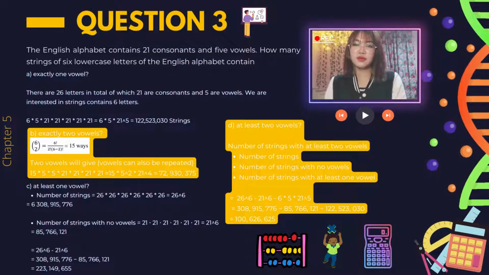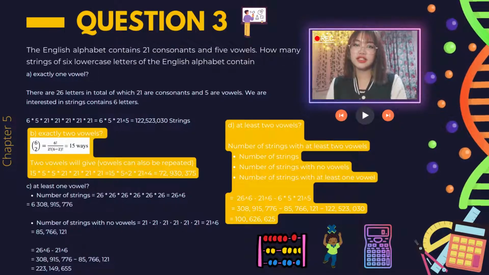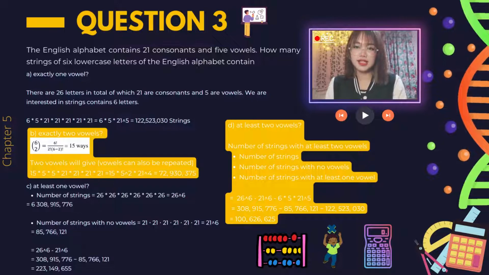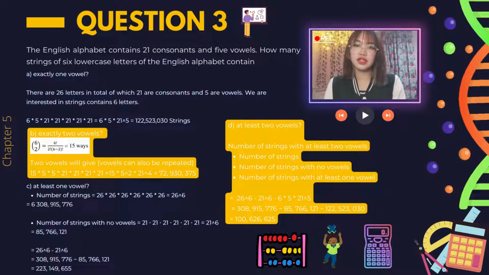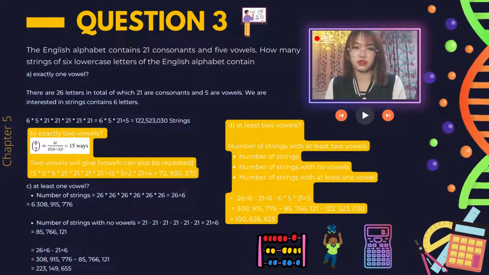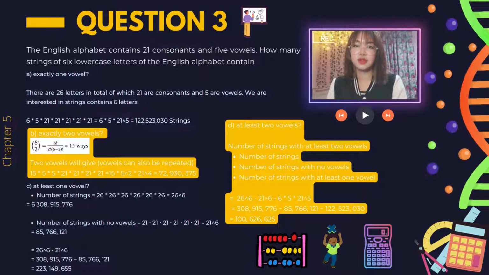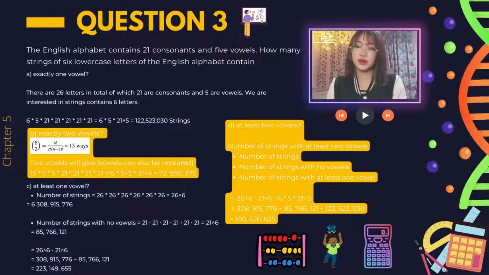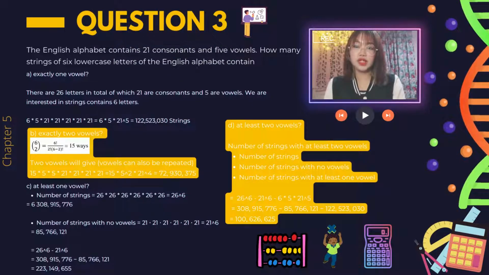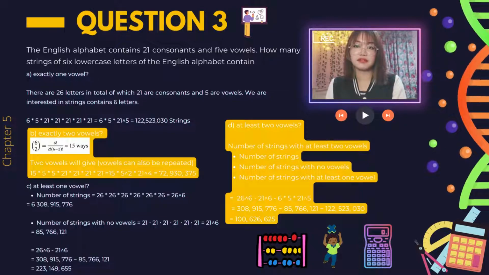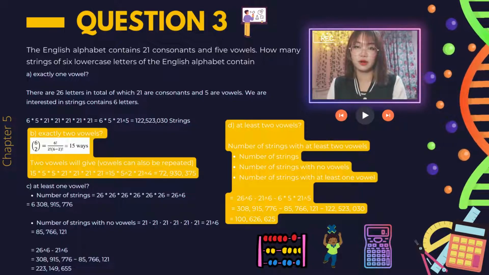For at least 1 vowel, there are 26 power 6 six-letter words, and there are 21 power 6 all-consonant words. So there are 26 power 6 minus 21 power 6 words that have at least 1 vowel. So there are 223,149,655 strings containing at least one vowel.